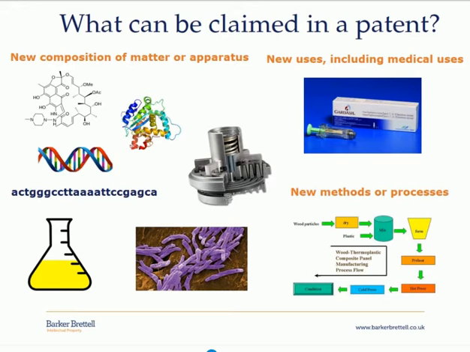That comes back to, as I was mentioning, the new use of a chair, for example. New methods and processes, so if you've developed a more efficient way of making a drug, you can also get protection for that. And various gene sequences, uses and all sorts.